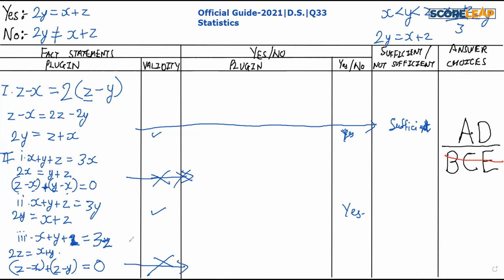So we will move forward with the second case only, where 2y equals x plus z, and for that we are getting a yes. The only possibility is that the sum of the three numbers equals 3y. And we get a yes for that statement. Whenever we get a definite yes, that statement is sufficient to answer our problem. And since statement 2 is also sufficient, we knock off A, and our correct answer will be option D. I hope it is clear.